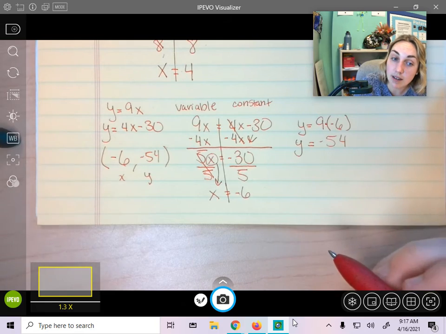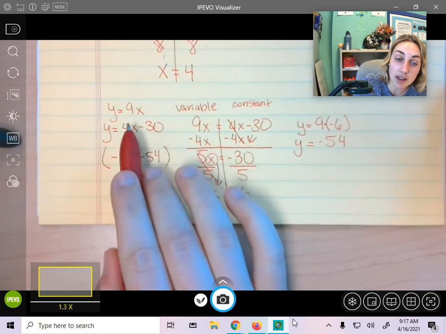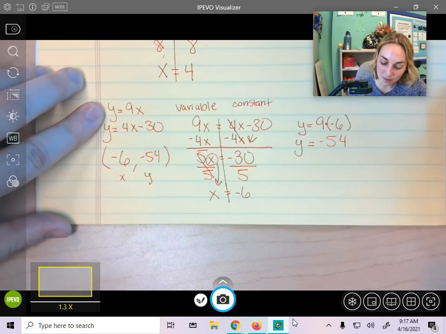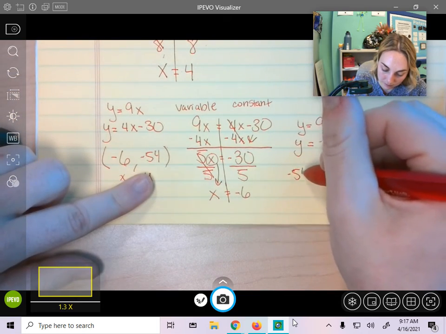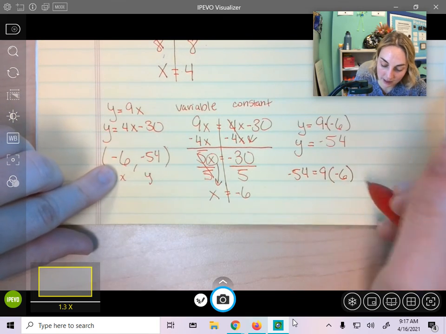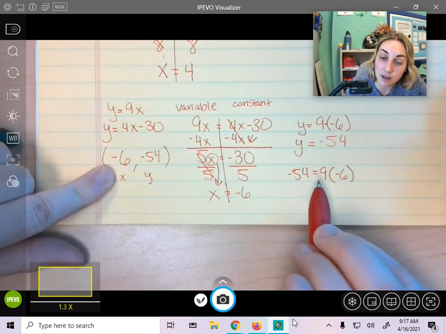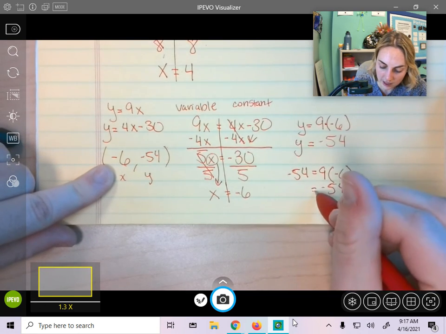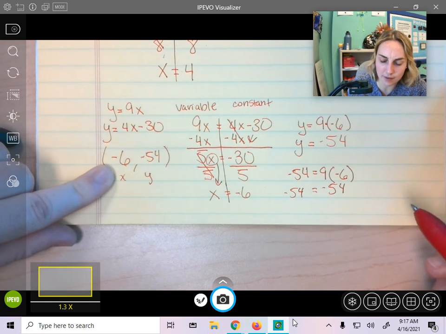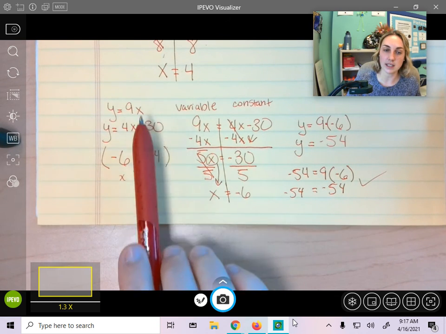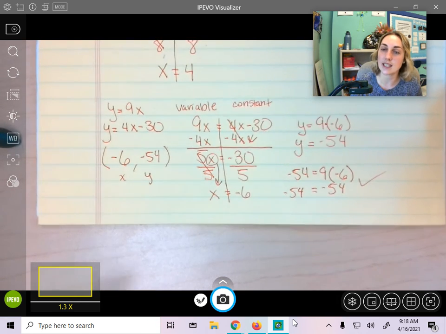And then I can check by substituting these into one of these equations in order to make sure, hey, it works out. And again, I'm going to choose the easiest problem. I'm going to choose this one right here. So my y value is negative 54. Bring down this 9, and I'm going to substitute my x value in, and I'm going to make sure that these work out. So 9 multiplied by negative 6, well, we just did that. That is equal to negative 54. So that means negative 54 is equal to negative 54. Therefore, it works. This is the solution to this system of equations: negative 6 and negative 54.